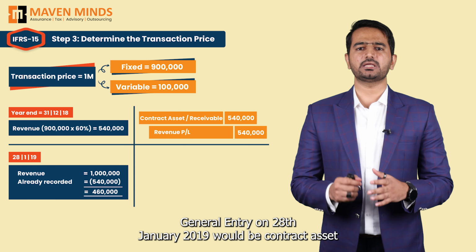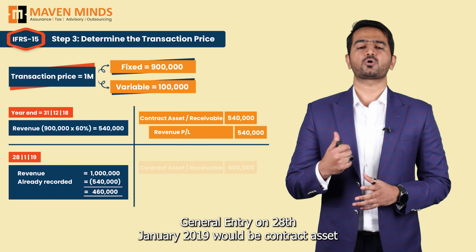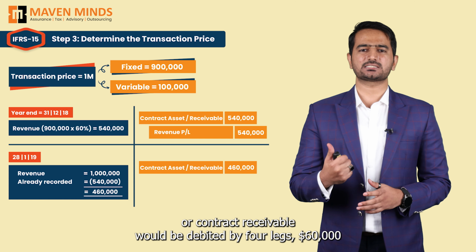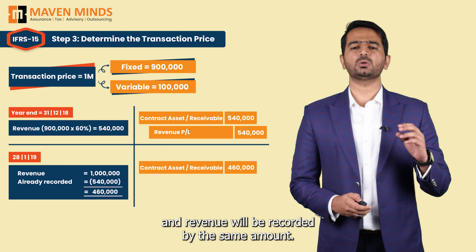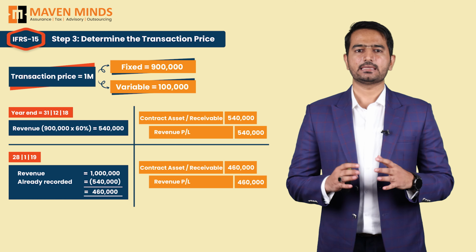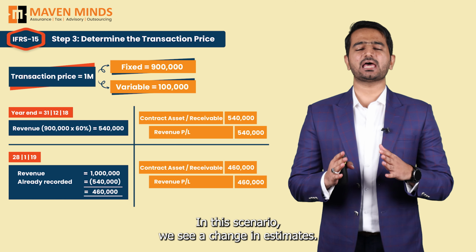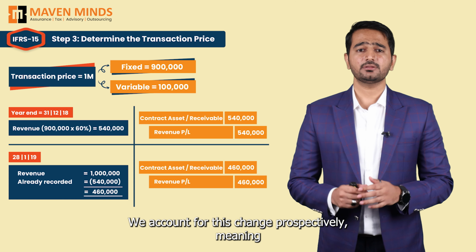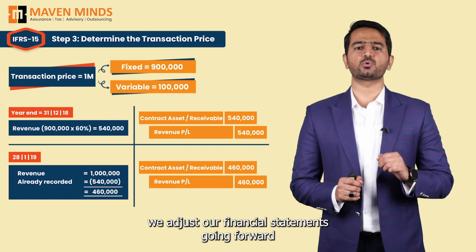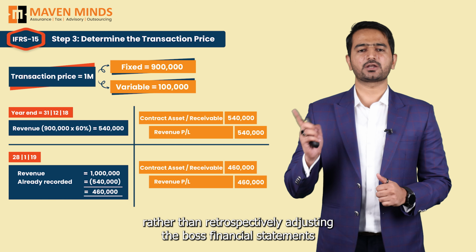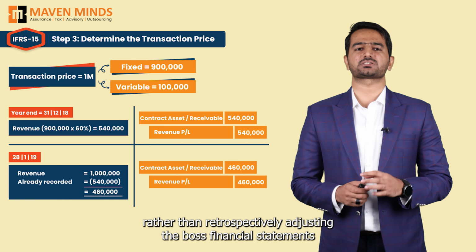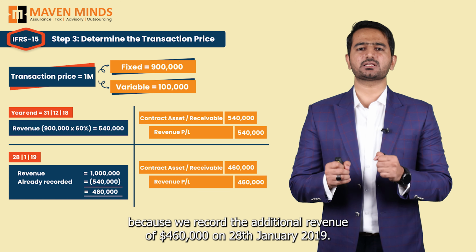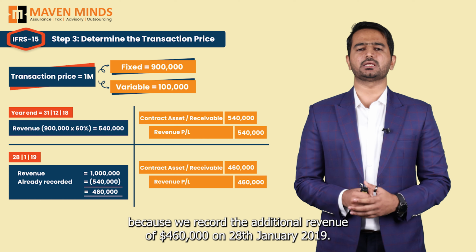Journal entry on 28th January 2019 would be contract asset or contract receivable would be debited by $460,000 and revenue will be credited by the same amount. In this scenario, we see a change in estimates. We account for this change prospectively, meaning we adjust our financial statements going forward rather than retrospectively adjusting the past financial statements. Thus, we record the additional revenue of $460,000 on 28th January 2019.